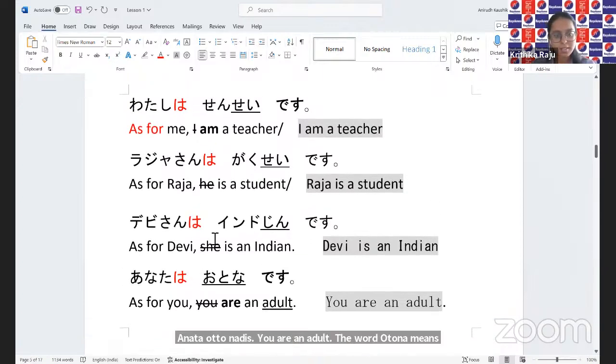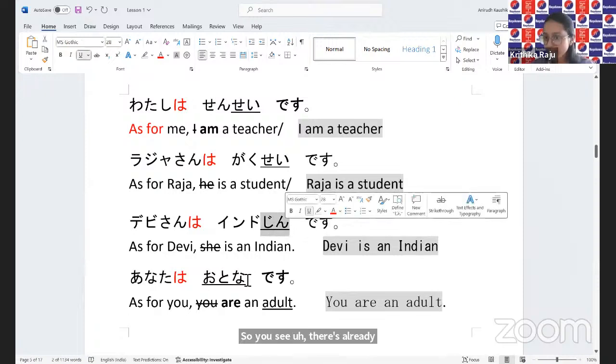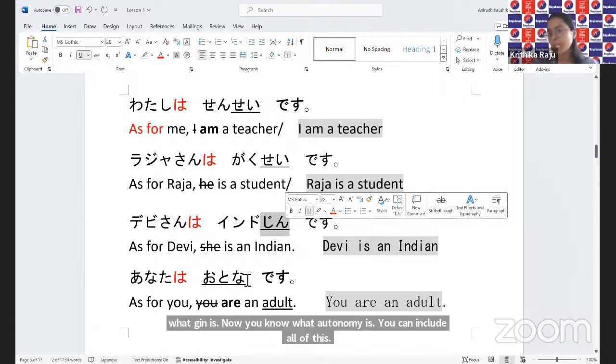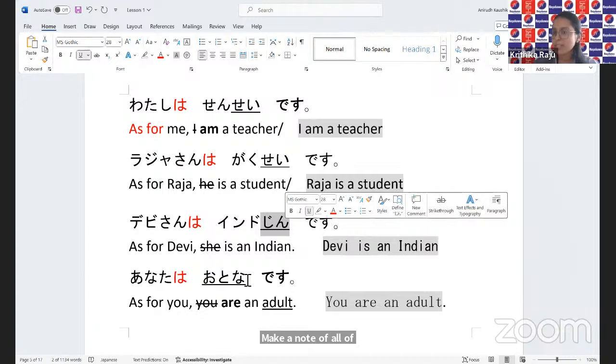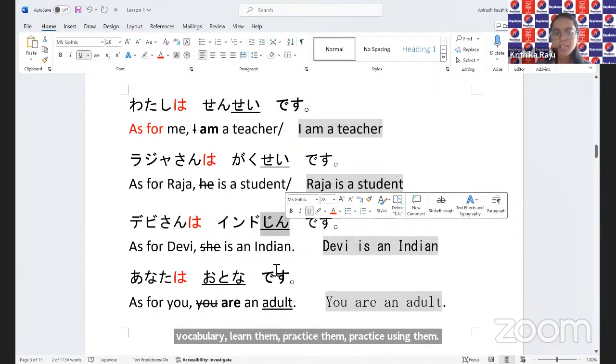So you see, there's already new vocabulary here. You learned what jin is, now you know what otona is. Make a note of all of this, include it in your vocabulary, learn them, practice using them. Anata wa otona desu. So do you understand?